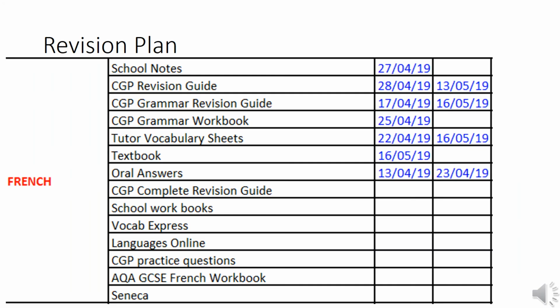This is a list of the resources which I had available to me. On the left hand side is the list of them for French, and then on the right hand side are additional columns which you'd fill in with the dates on which you completely revise from that resource. For example, you could see that for the oral answers which I'd prepared, I'd revise them once on the 13th of April and again on the 23rd of April.